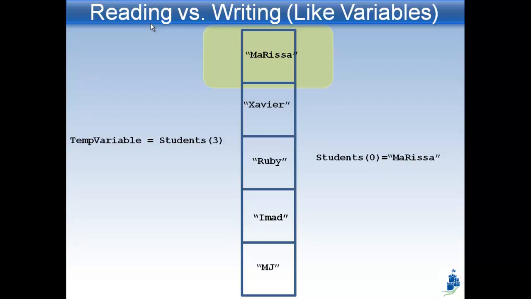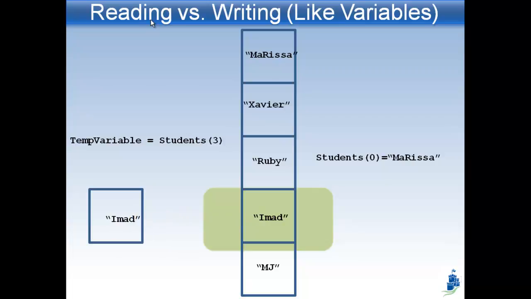On the other hand, if I say temp variable equals students of 3, am I reading or writing? Reading, right? I'm taking the stuff from students 3 and spitting it out. I'm reading from the array. So we go down to 3. No, 0, 1, 2, 3. Okay, see how I did that there? I had that moment. And I can say some other variable is equal to students of 3, and that will take a mod out. We don't want him anyway. But no, I guess he gets to stay.